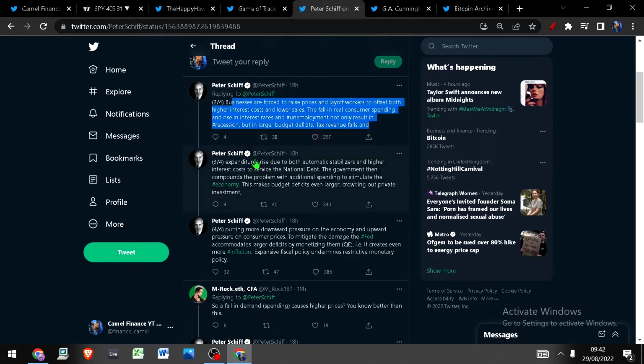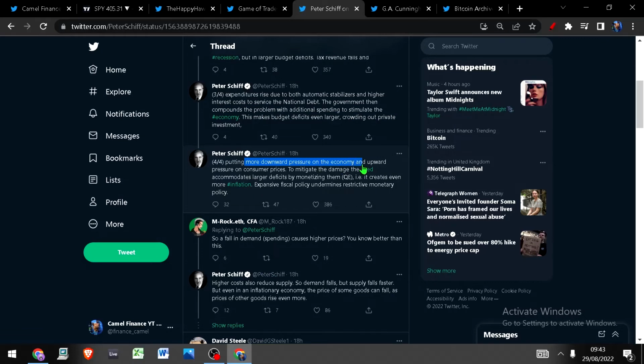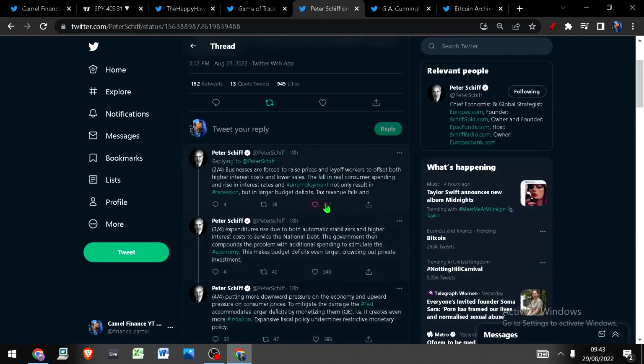Tax revenues fall and expenditures rise due to both automatic stabilizers and higher interest costs to service the national debt. The government then compounds the problem with additional spending to stimulate the economy. This makes budget deficits even larger, crowding out private investment, putting more downside pressure on the economy and upward pressure on consumer prices. To mitigate the damage, the Fed accommodates larger deficits by monetizing them, quantitative easing, i.e. it creates even more inflation. Expansive fiscal policy undermines restrictive monetary policy. So you can see we have this mechanical cycle.